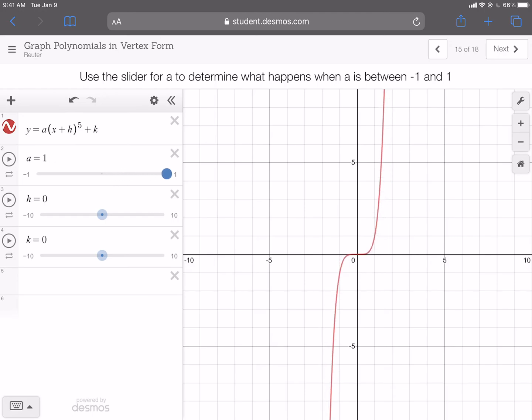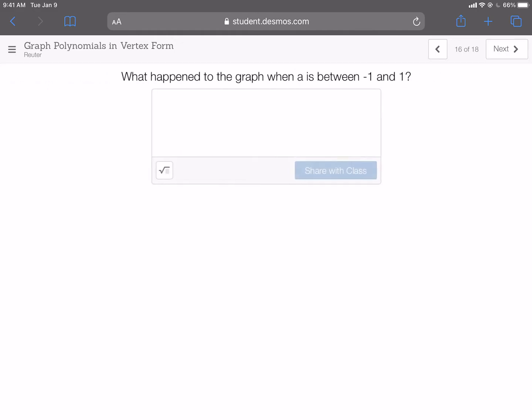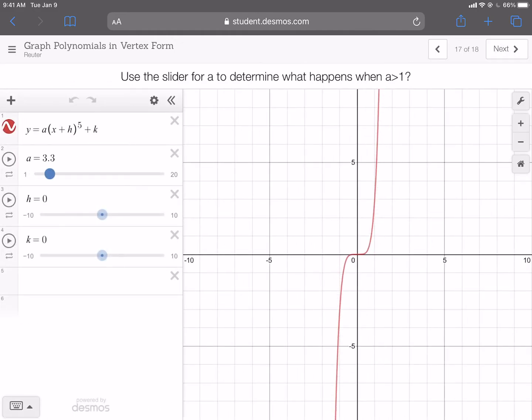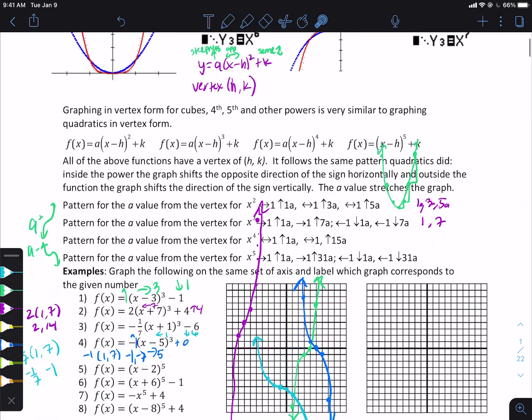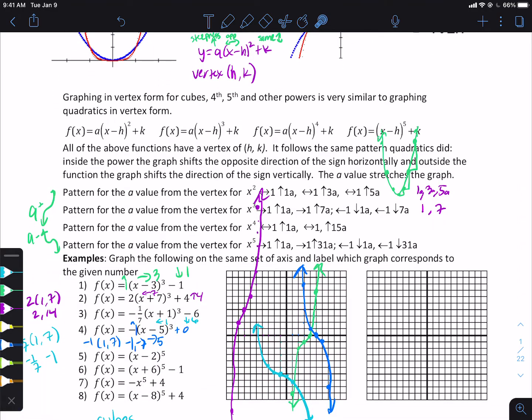If your a value is positive, it's increasing from left to right. If your a value is negative, it's decreasing from left to right. If your a value is more than 1, notice it's getting this steeper pattern, right? Which is the same thing that happened with the cubes. So we have a pattern with our fifth powers as well.